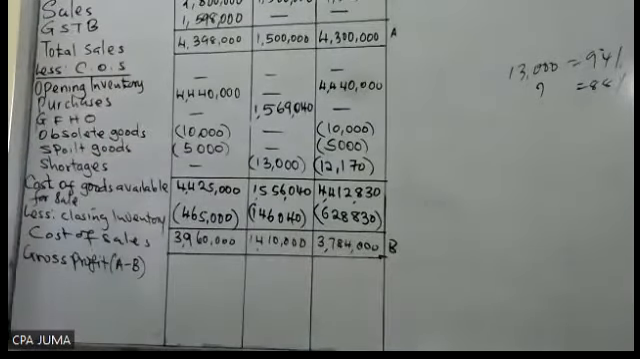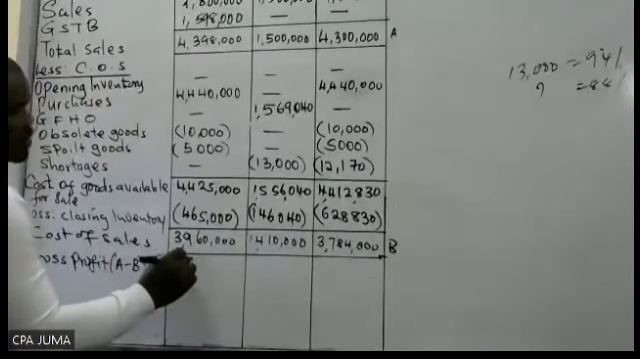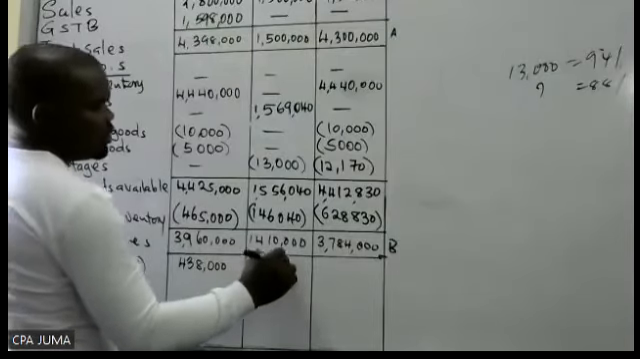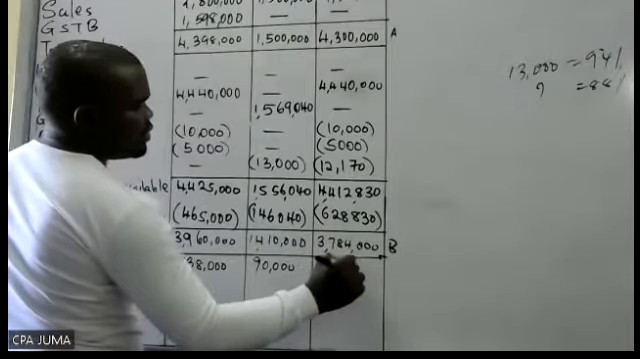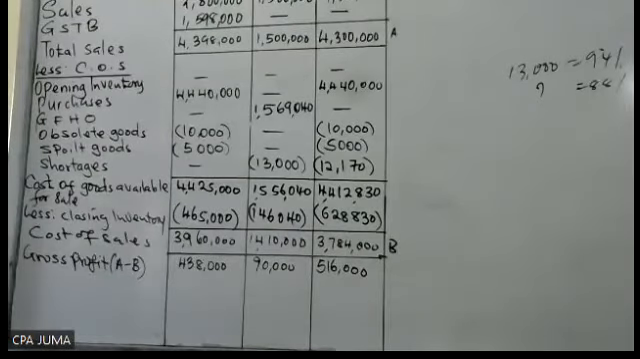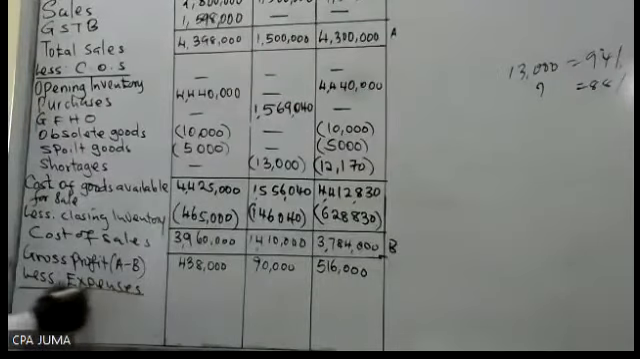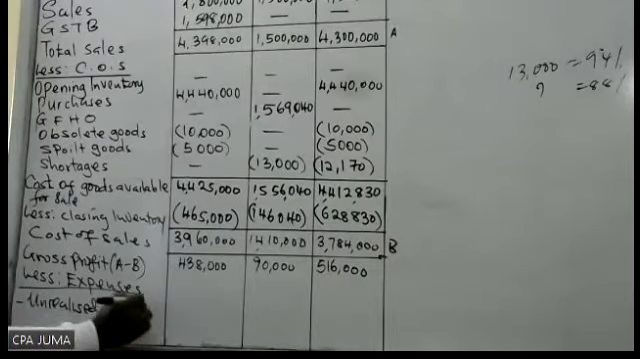Gross profit for each case? 138. 5? 16. Less expenses. So less expenses. One of the expenses is the unrealized profits. How much did we get for unrealized profits?